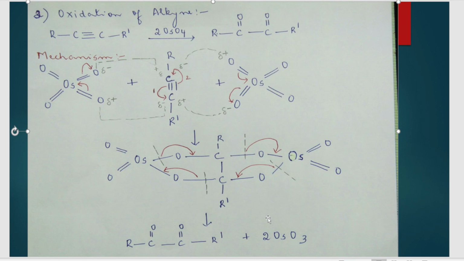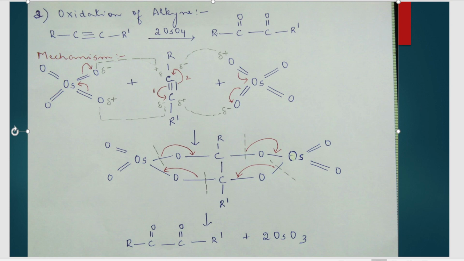Okay, so what do you get now? Here R, and there is a C double bond O because this bond has shifted, correct? So R, C double bond O, and there's one more C double bond O, R dash. Follow the cursor: R, C double bond O, C double bond O, R dash. Okay, and what else is left? The two osmium groups, each Os with three double bonds to O. So 2 OsO3 is left.